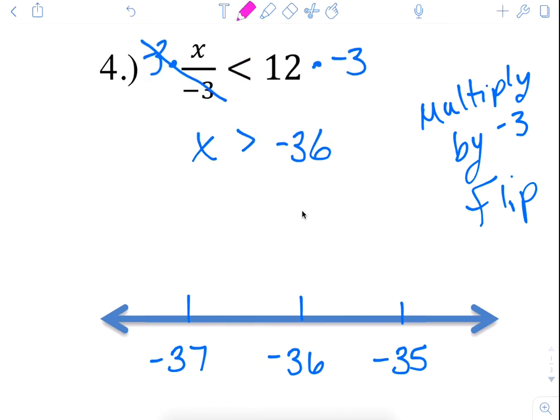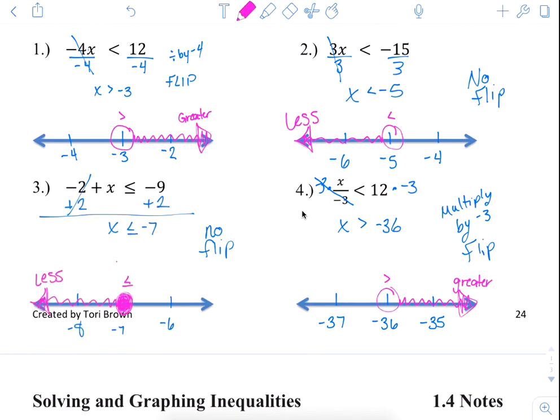What kind of circle would we use? We would want it to be open because it's a plain greater than, not equal to. And because it's greater than, we are going to the higher numbers. We are going greater. All right, if you need a second to pause and write down 1 through 4, go ahead and do that. I will meet you on the next page.